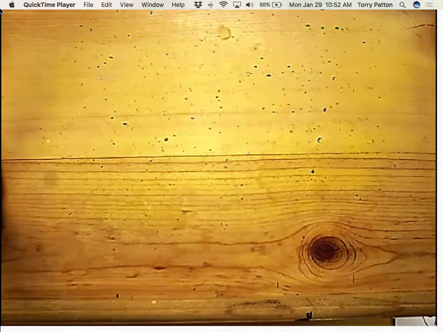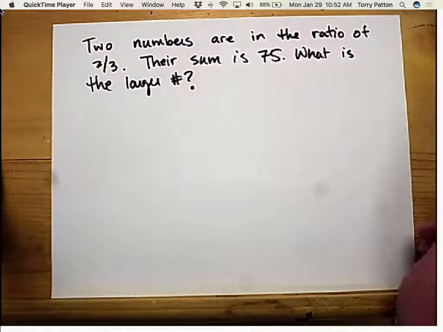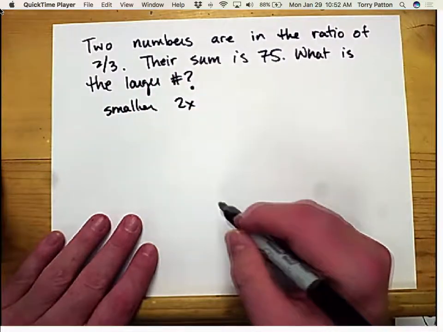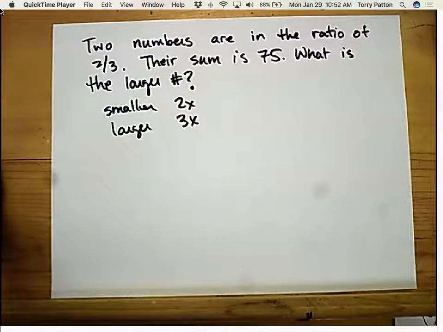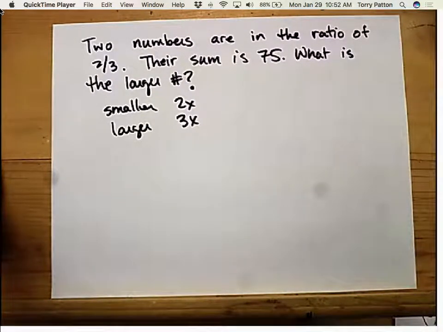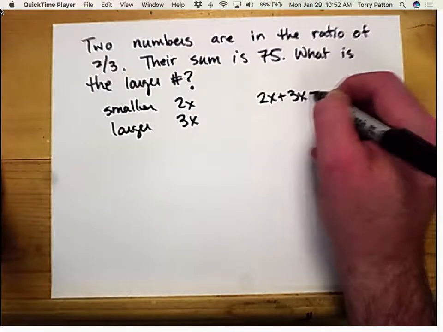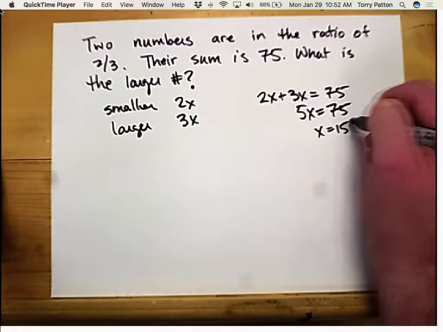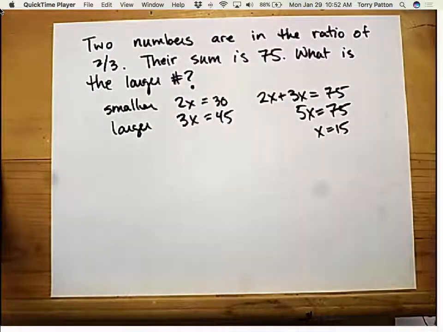So, here, if I tell you two numbers are in the ratio of 2 to 3, you could say the smaller number is 2x and the larger number is 3x. We just have to figure out what x is, right? So anytime in a word problem you're given a ratio, just put x's on it, because then it would reduce to be that ratio. So if their sum is 75, you just say 2x plus 3x is 75. So that's 5x equals 75, so x is 15, which means the smaller number is 30 and the larger number is 45. And that works, and that's it.